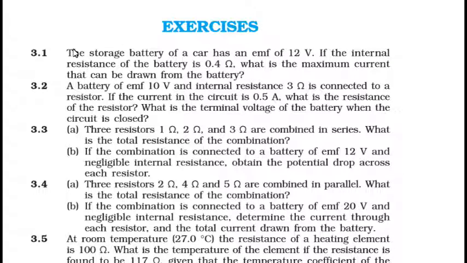So the first question of the exercise is 3.1. The storage battery of a car has an EMF of 12 volt. If the external resistance of the battery is 0.4 ohm, what is the maximum current that can be drawn from the battery?